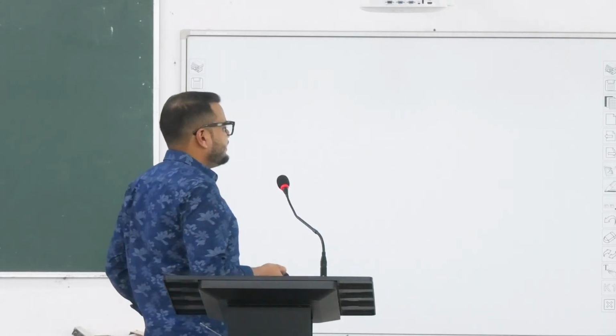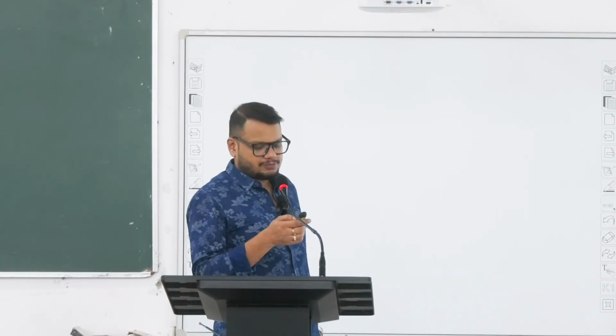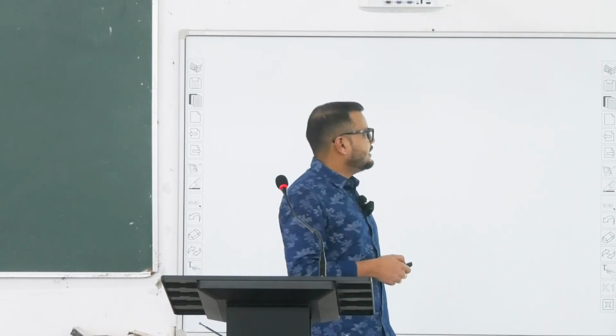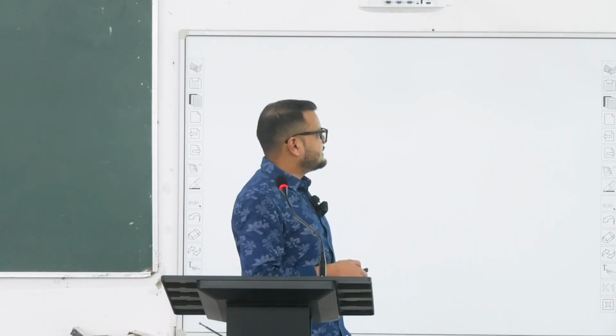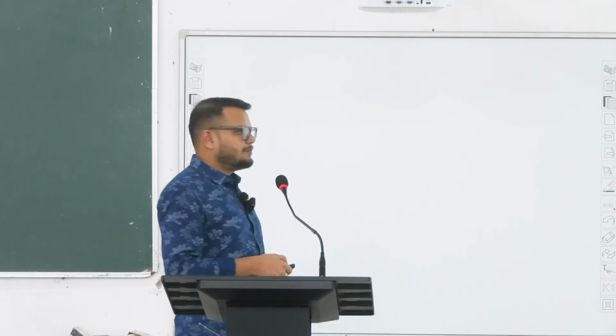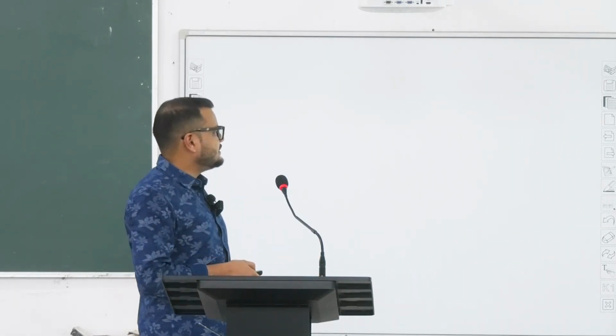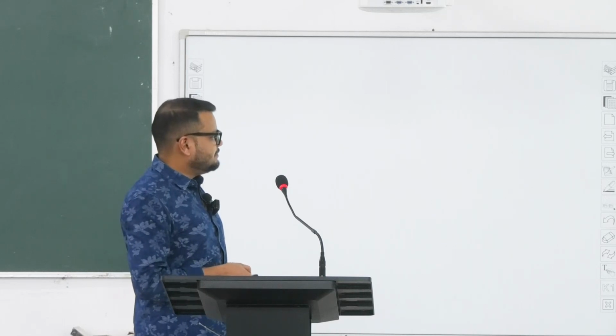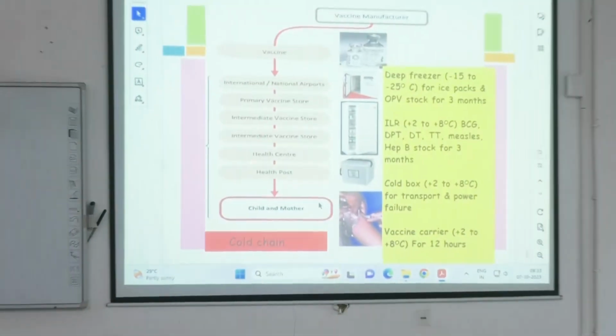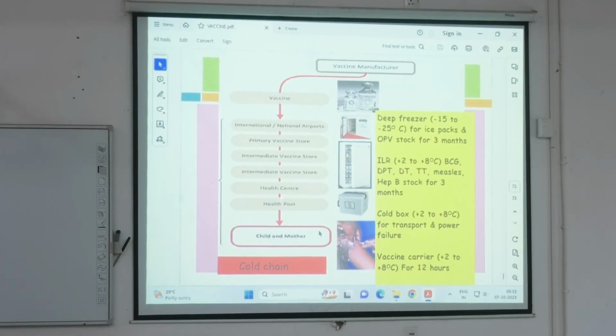Okay, 3 main components: trained personnel, transport and storage equipment, and efficient management procedures. So you see, vaccine তৈরি হচ্ছে, vaccine manufacturer, vaccine is coming, then international or national airports, transition happens, then primary vaccine center, then intermediate vaccine store, then the health center, then health posting, and then to the child and mother. So from the starting, through the international travel, to the child and mother, this whole system has to be maintained at 2 to 8 degrees centigrade.